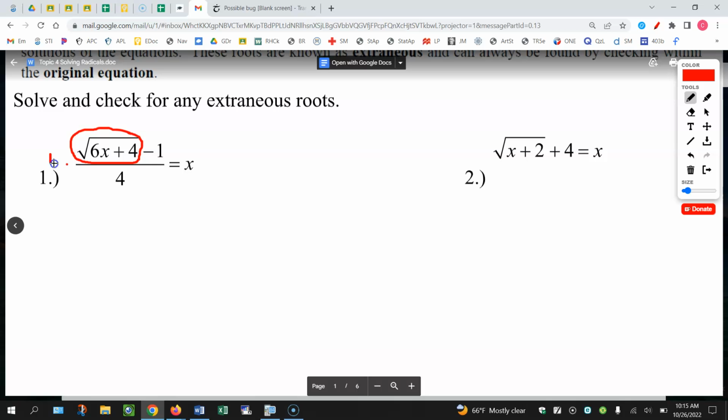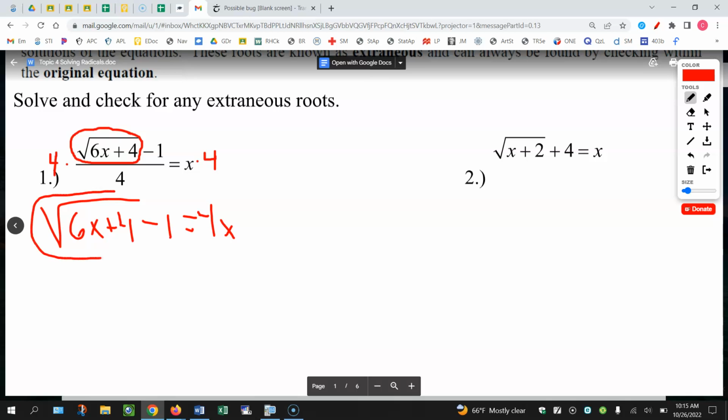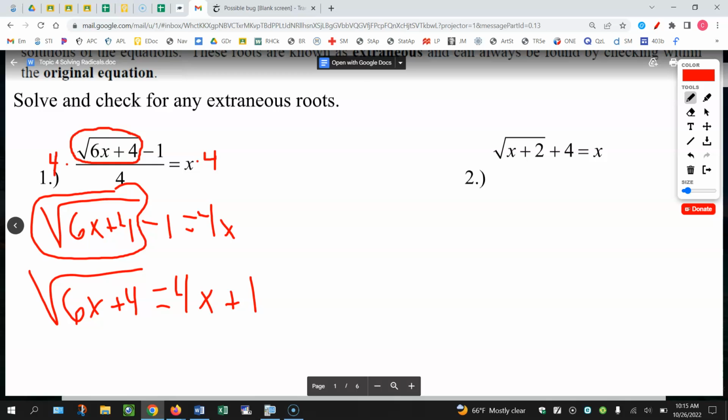So to undo division, we're going to do multiplication. So I'm going to multiply both sides of the equation by 4. That's going to leave me with the square root of 6x plus 4 minus 1 equals 4 times x. Again, apologize about the handwriting. All right, same thing. I need to get the square root function by itself. You can see I still have the minus 1 to deal with, so we're going to add 1 to both sides. So we have the square root of 6x plus 4 is equal to 4x plus 1.